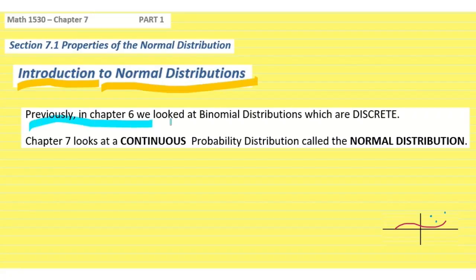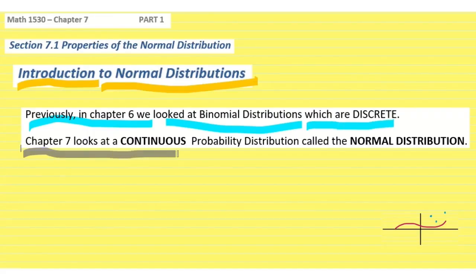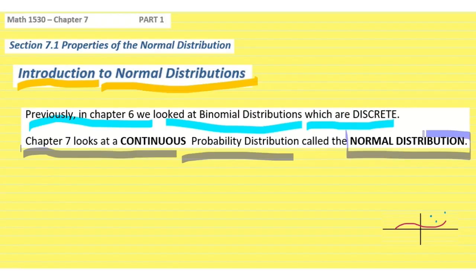Previously in Chapter 6, we looked at binomial distributions. Binomial distributions are discrete, but this is Chapter 7, and we're going to be looking at continuous probability distributions called the normal distribution. What's the difference between discrete and normal?